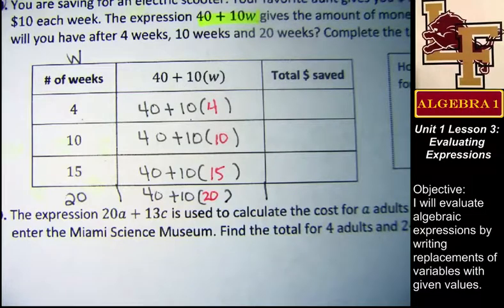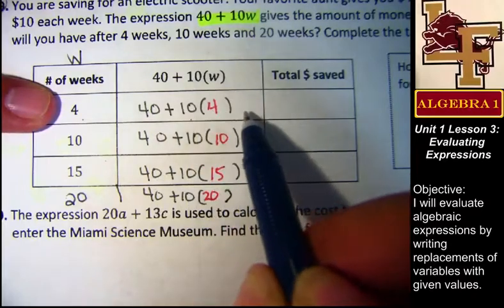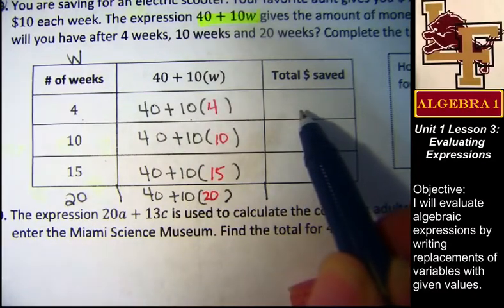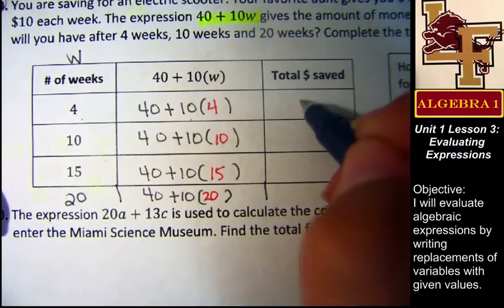Let's evaluate each one so that we can figure out how much money we have saved after each number of weeks. After 4 weeks, how much have we saved? $80, because you took 10 times 4 to get 40, then added the 40 from your favorite tia to get 80.